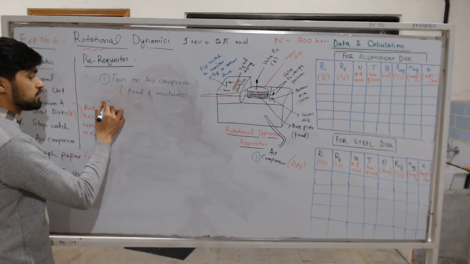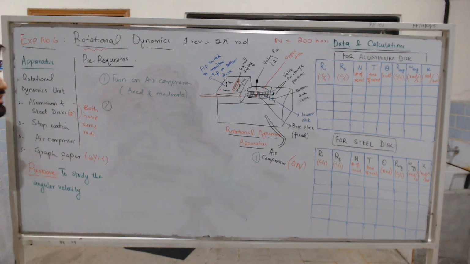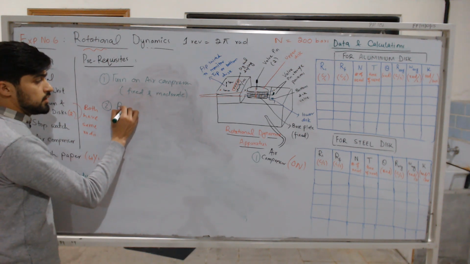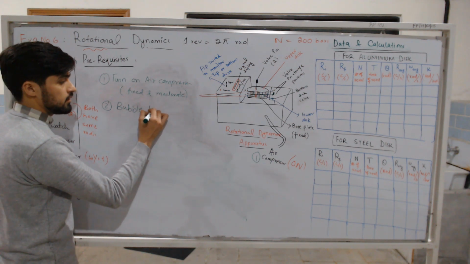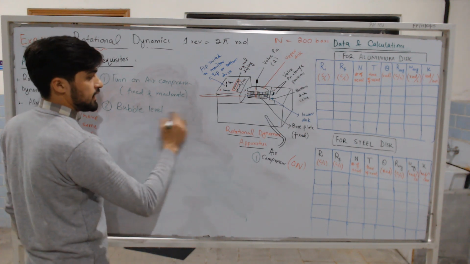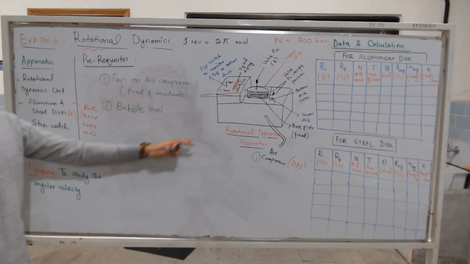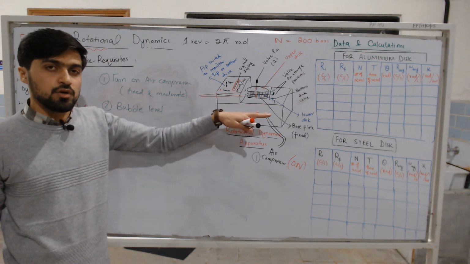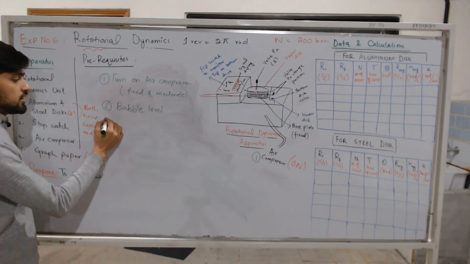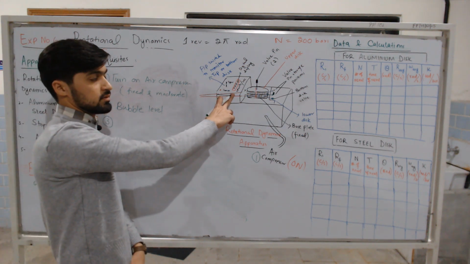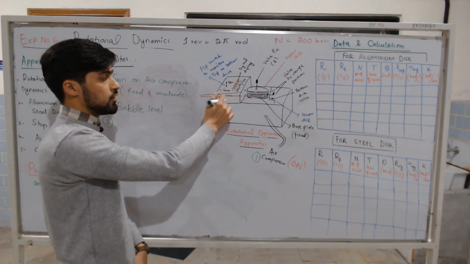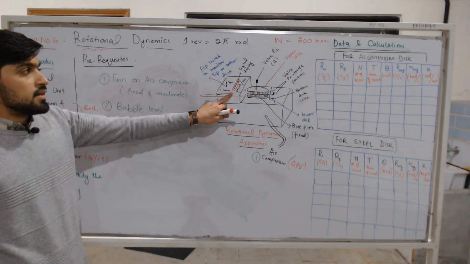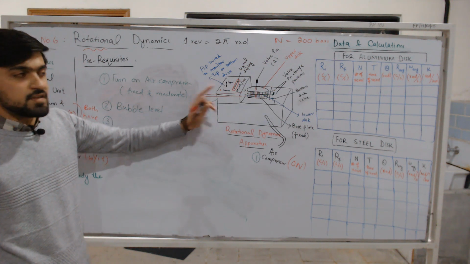The other thing, we will check the level of this unit. You can use the bubble level to check whether it is placed horizontally. We have to keep it horizontal. Now the third thing is to turn on this supply. There will be a power supply. Turn the power supply on, and the digital display will turn on simply.